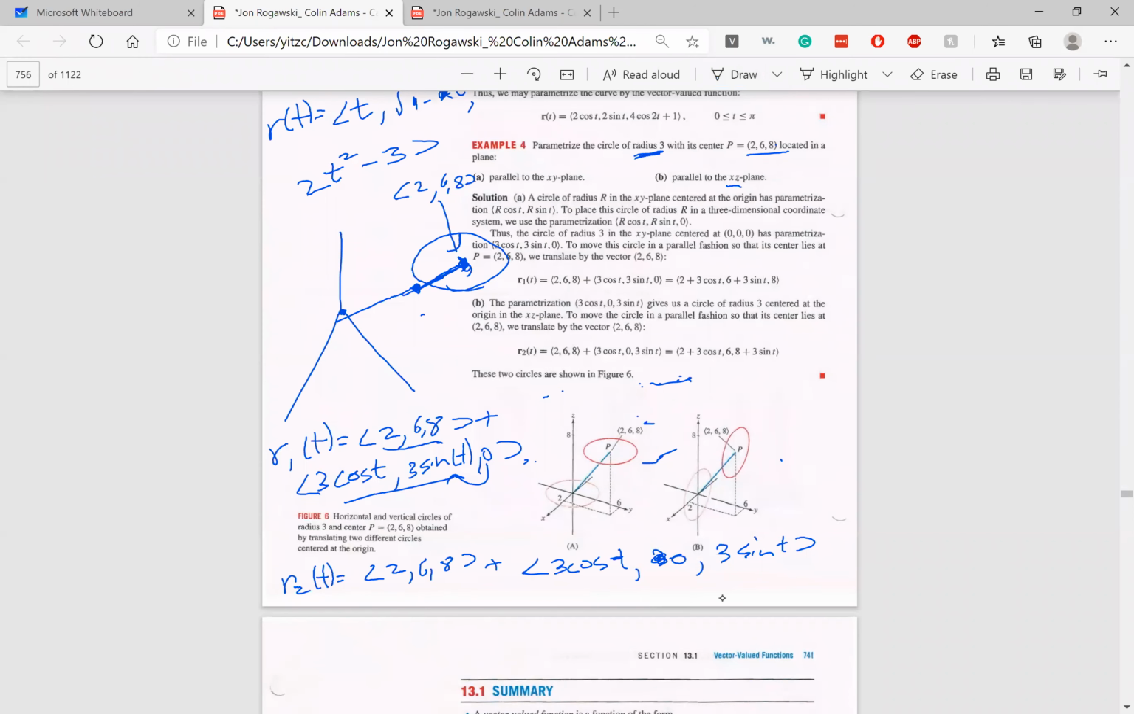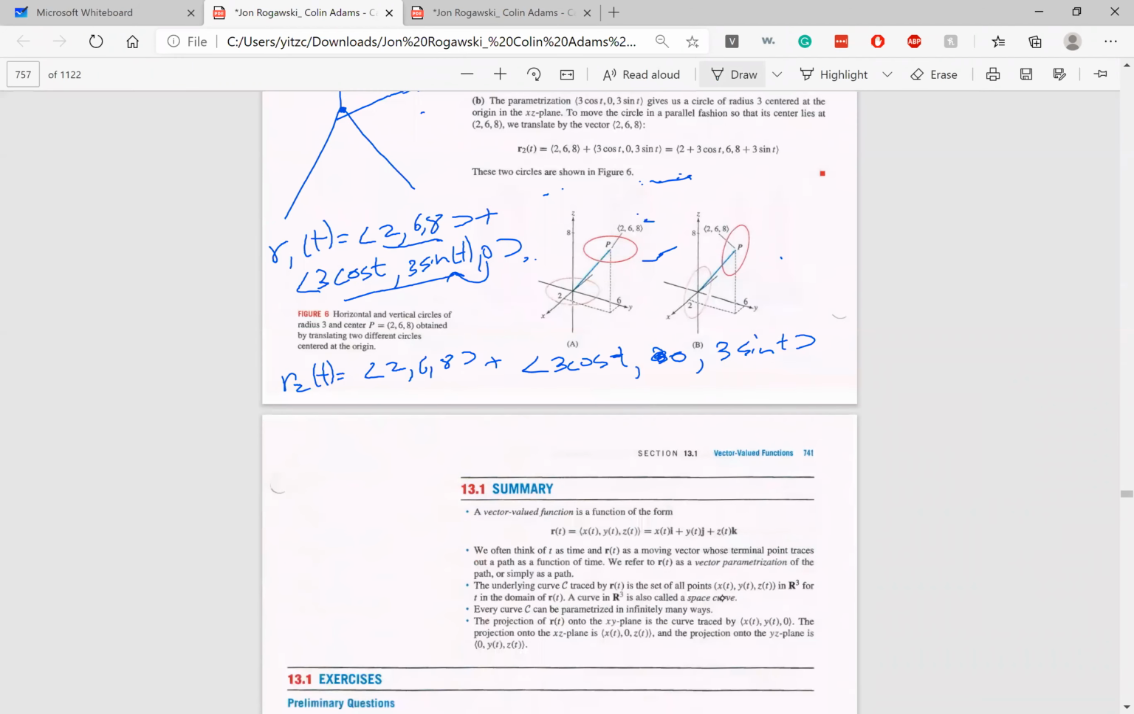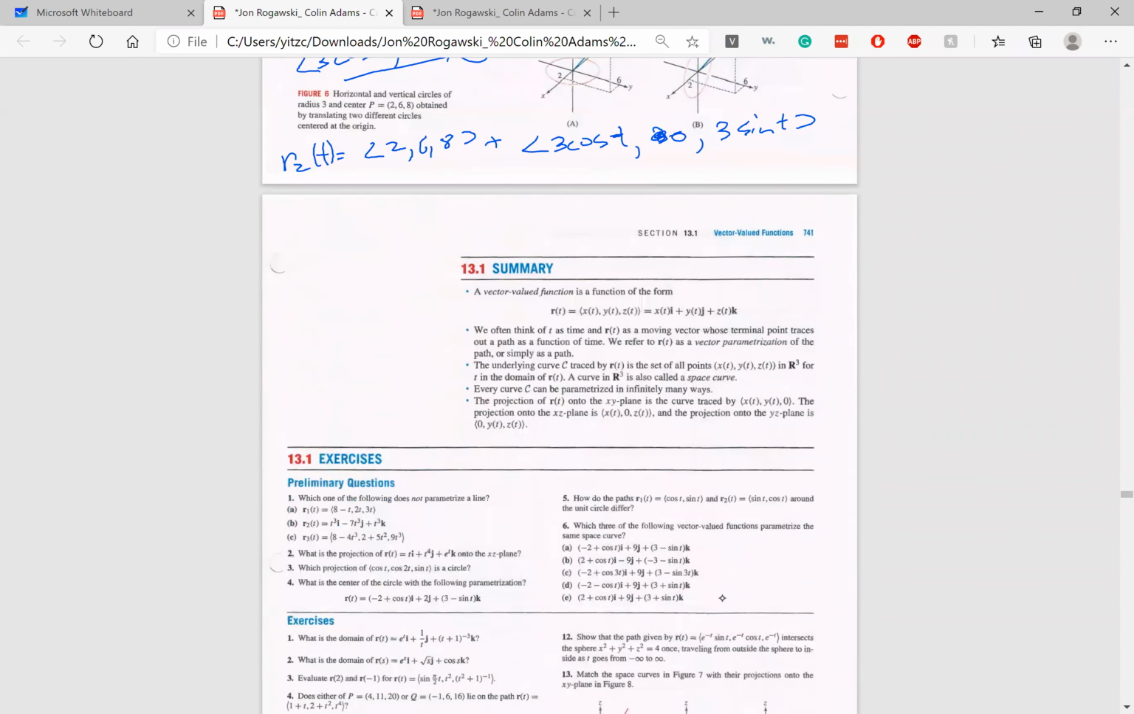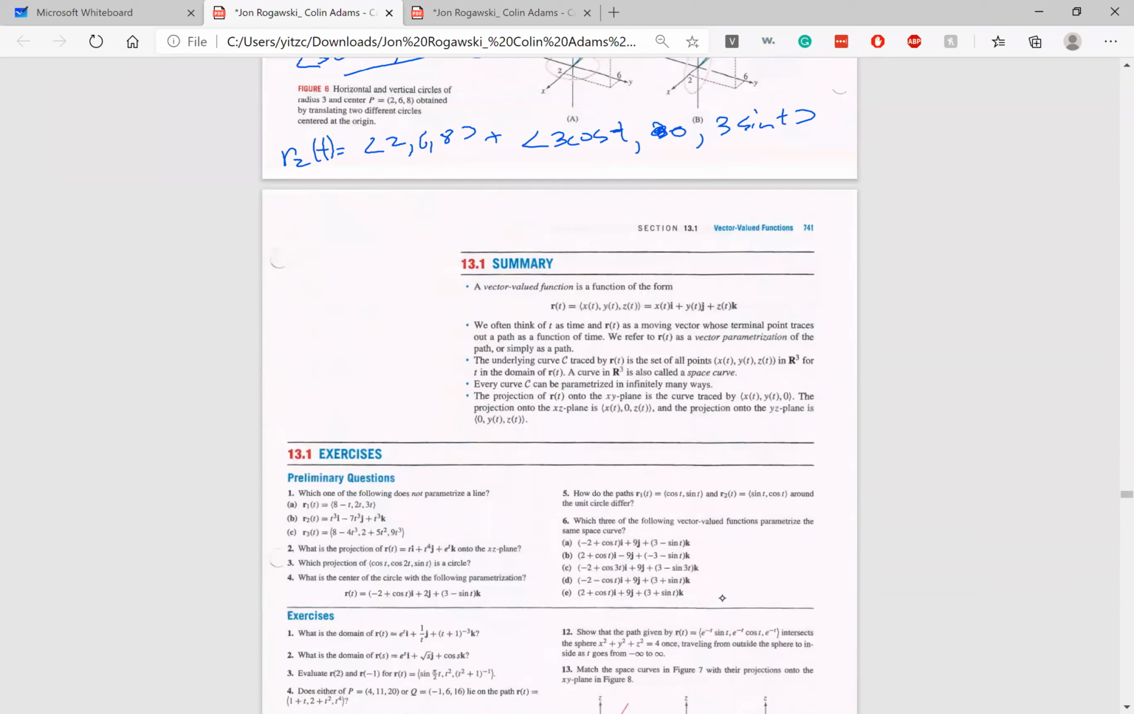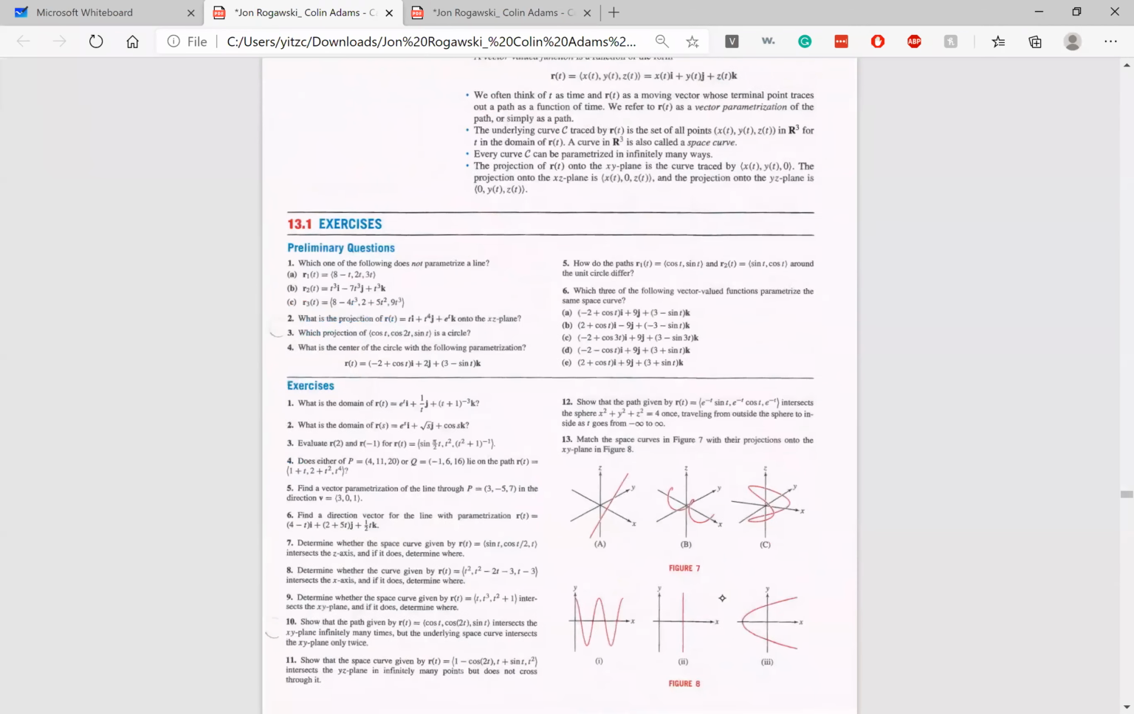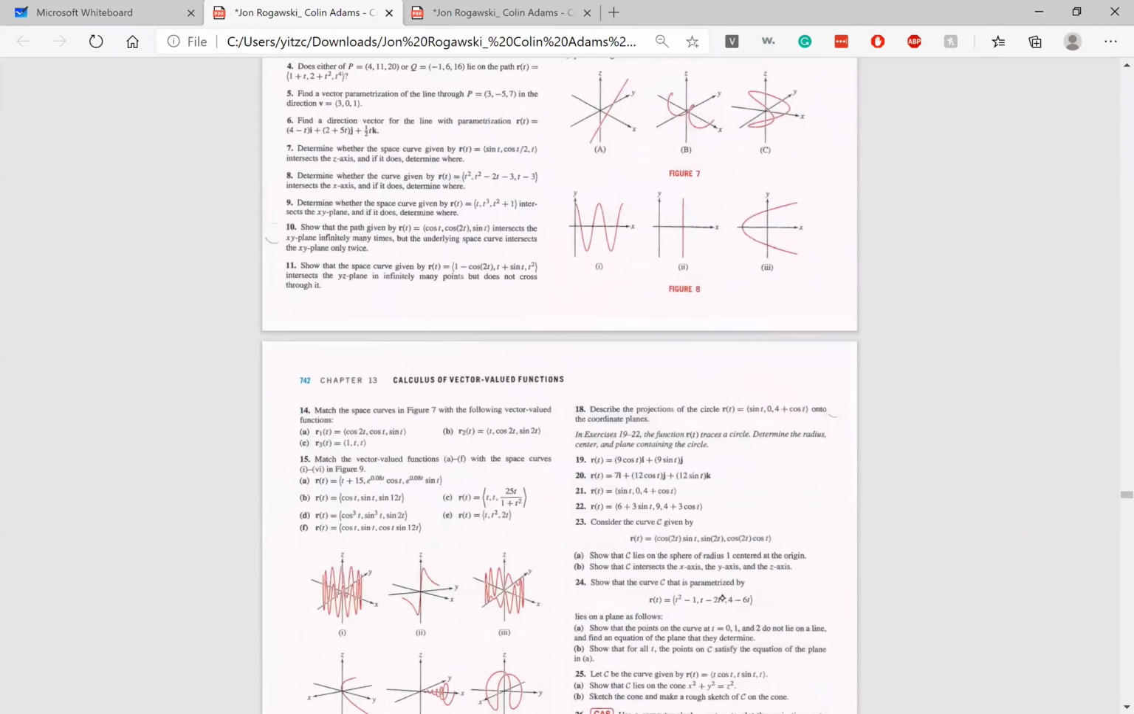Okay. So again, this was all about r of t's trying to create different curves in space, in three-dimensional space, and how those curves would end up looking.